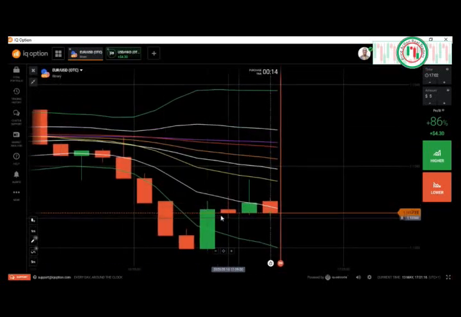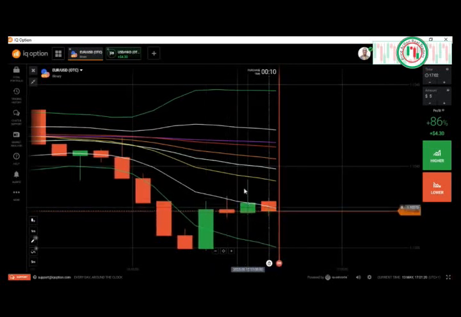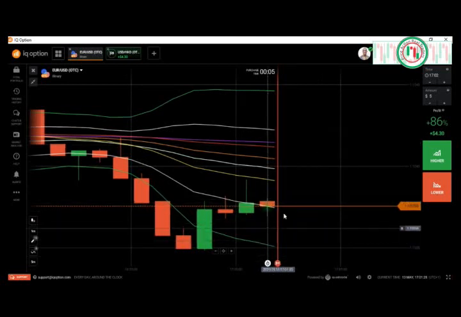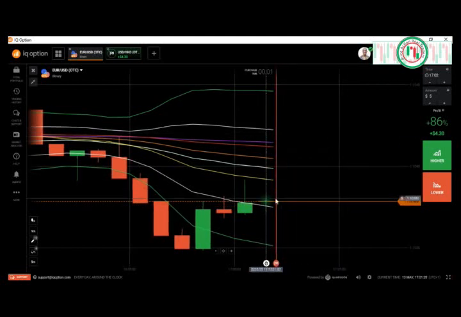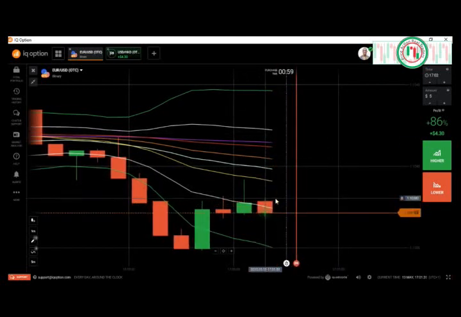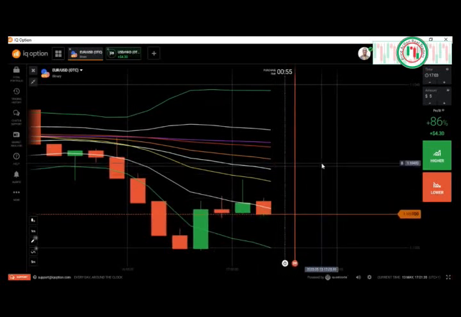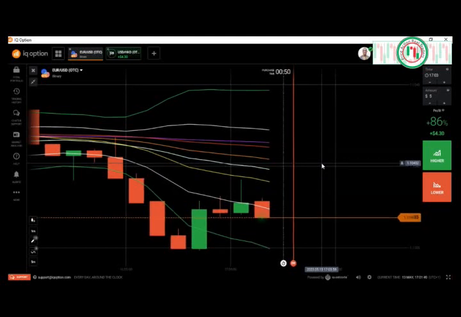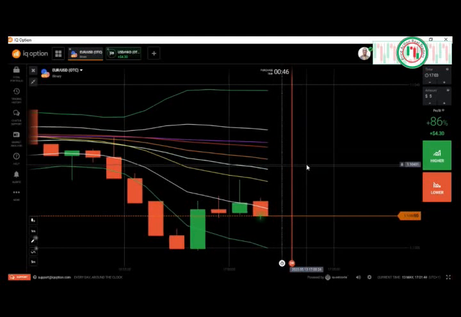Here, up, down, up, down, up. So if this candle comes down, I'll place a call option, but the candle is not coming down. Yes, the candle is coming down. Yes, so after this candle I'll place a call option.